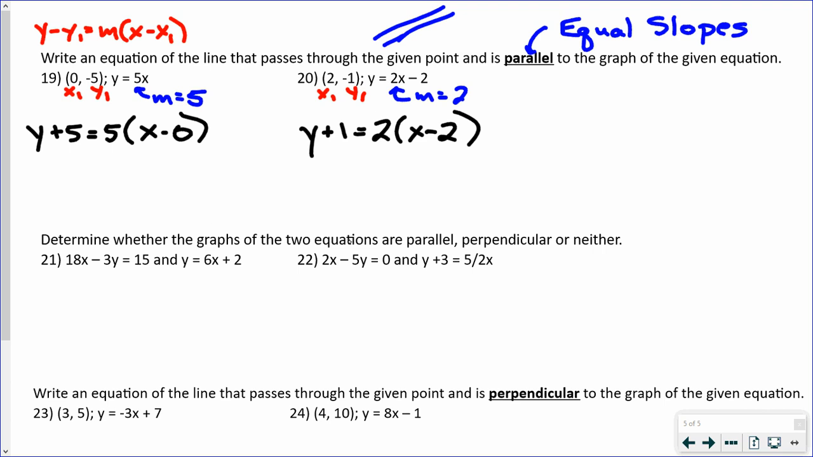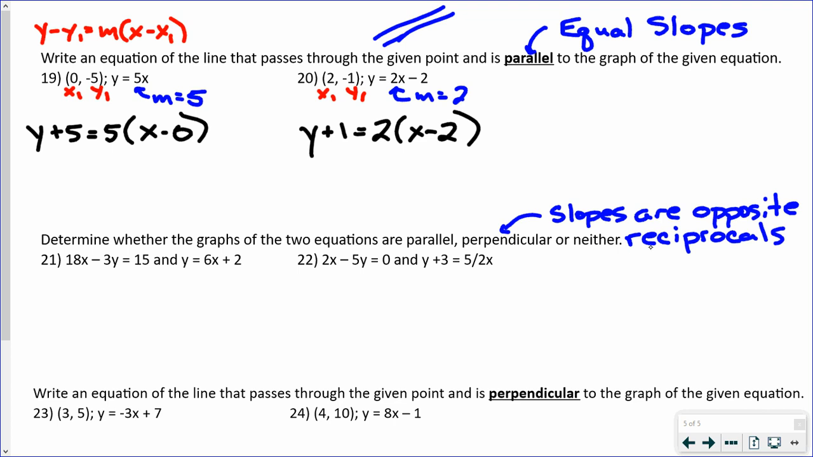Determine whether the graphs of the two equations are parallel, perpendicular, or neither. So parallel, we already said, has equal slopes. Perpendicular, the slopes are opposite reciprocals of each other. So if the slope of one line is 2/3, the other one will be -3/2. So they're reciprocals, meaning they're fractions flipped over, and opposite means if one's positive, the other one's negative.